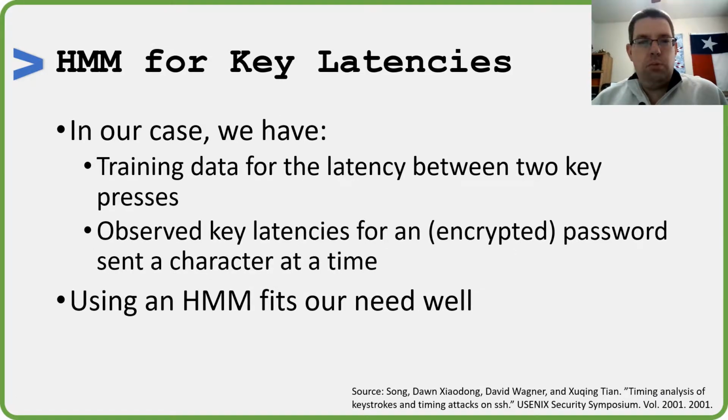Just to repeat what I said, we have training data and we have these observations, and the hidden Markov model is a great fit for what we need, because we don't know the inputs. We know that characters come across, but they're encrypted, and so we need to find a way to get back from these observations and this training data and figure out what the inputs were likely to be, and that's where an HMM is a good fit.